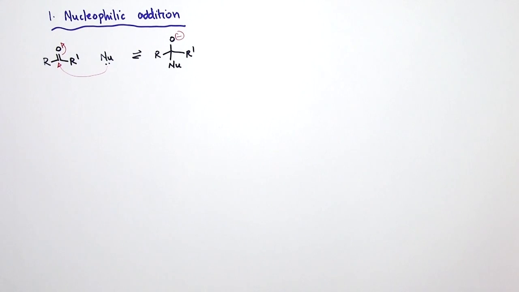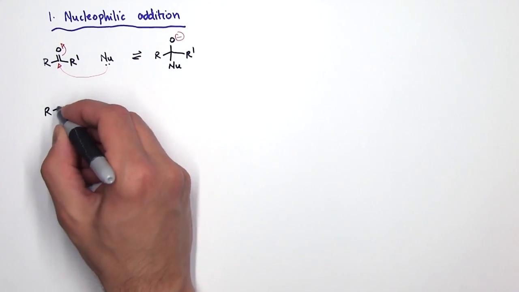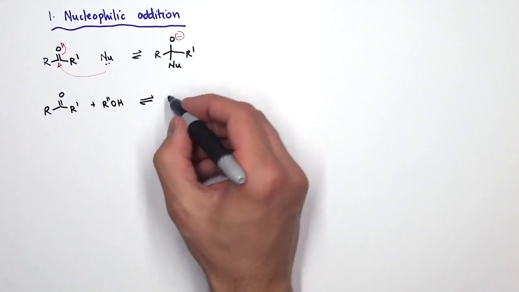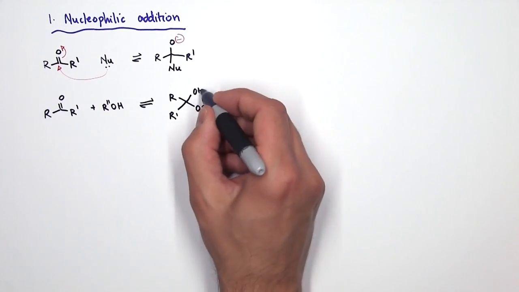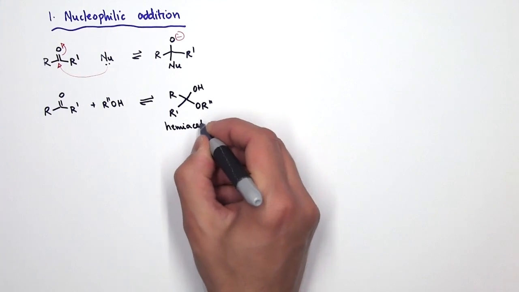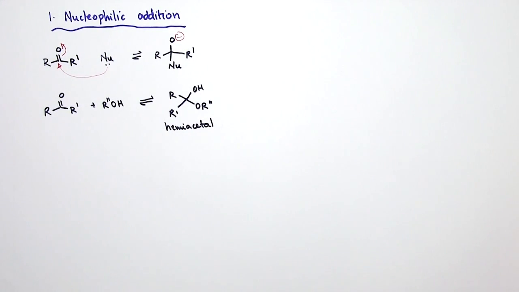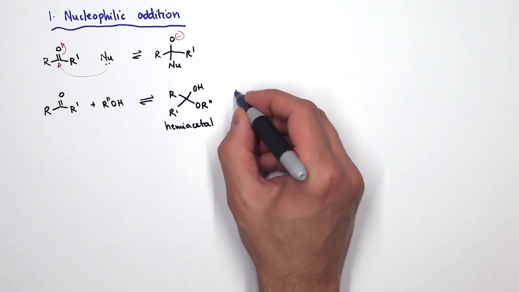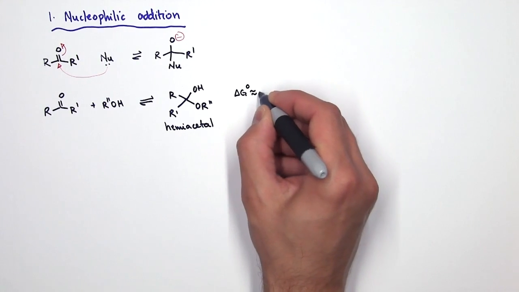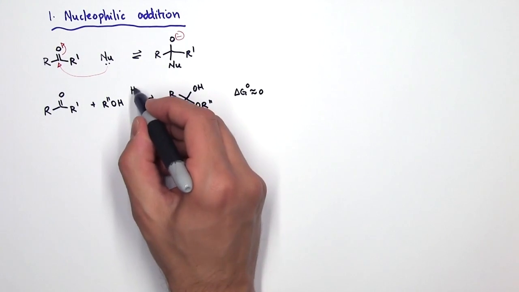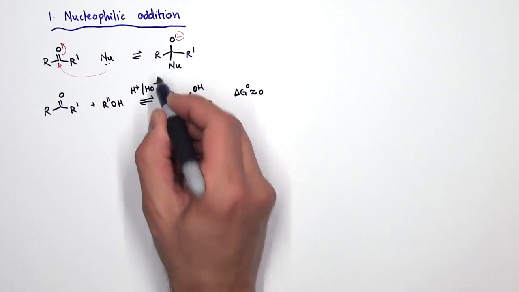Now, let's take a look at two different reactions. One is the reaction of alcohols with carbonyl compounds, where we form a compound that looks like this. This is called a hemiacetal. Now, this reaction is reversible, and in fact, it reaches equilibrium because delta G naught is approximately 0. This reaction can be both acid or base catalyzed.